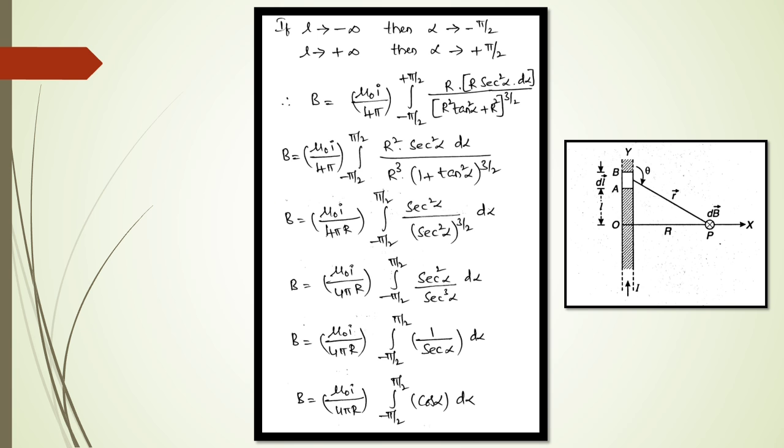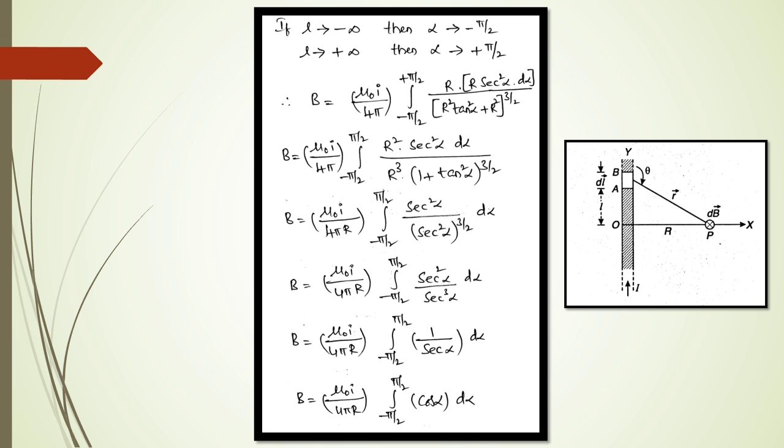Next step, B is equal to mu naught I by 4 pi R integral minus pi by 2 to plus pi by 2. Here R square will get cancelled, then 1 by R will come out from this integral because R is the constant value. So integral minus pi by 2 to plus pi by 2 secant square alpha divided by, we know that 1 plus tan square alpha is secant square alpha, so secant square alpha whole power 3 by 2 into d alpha.